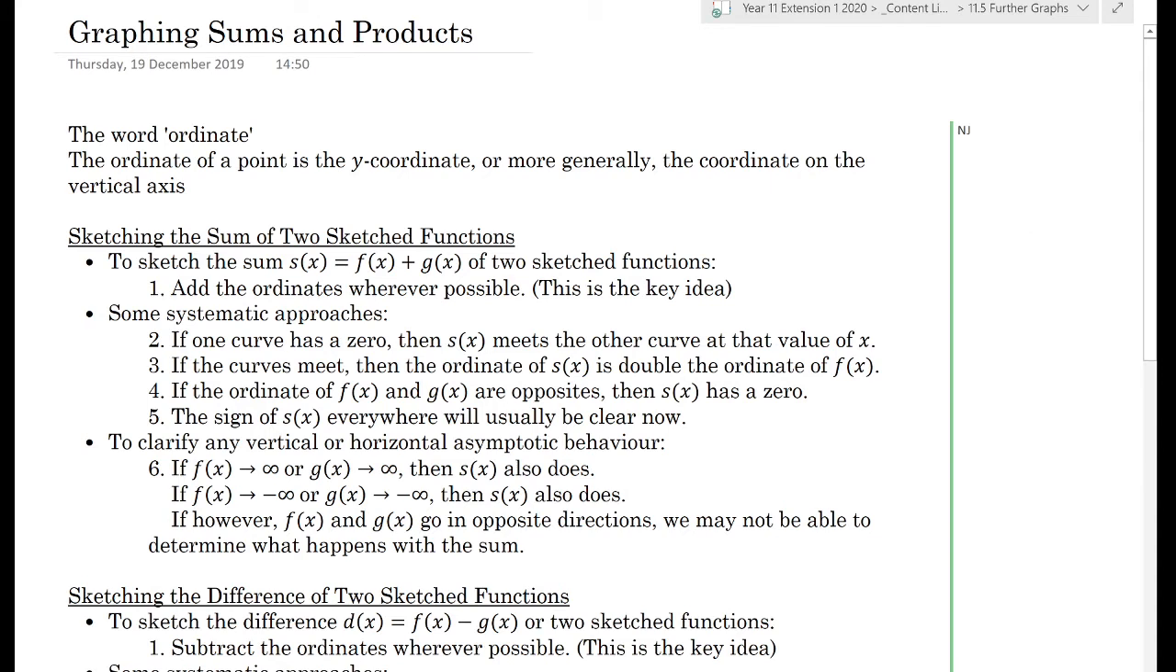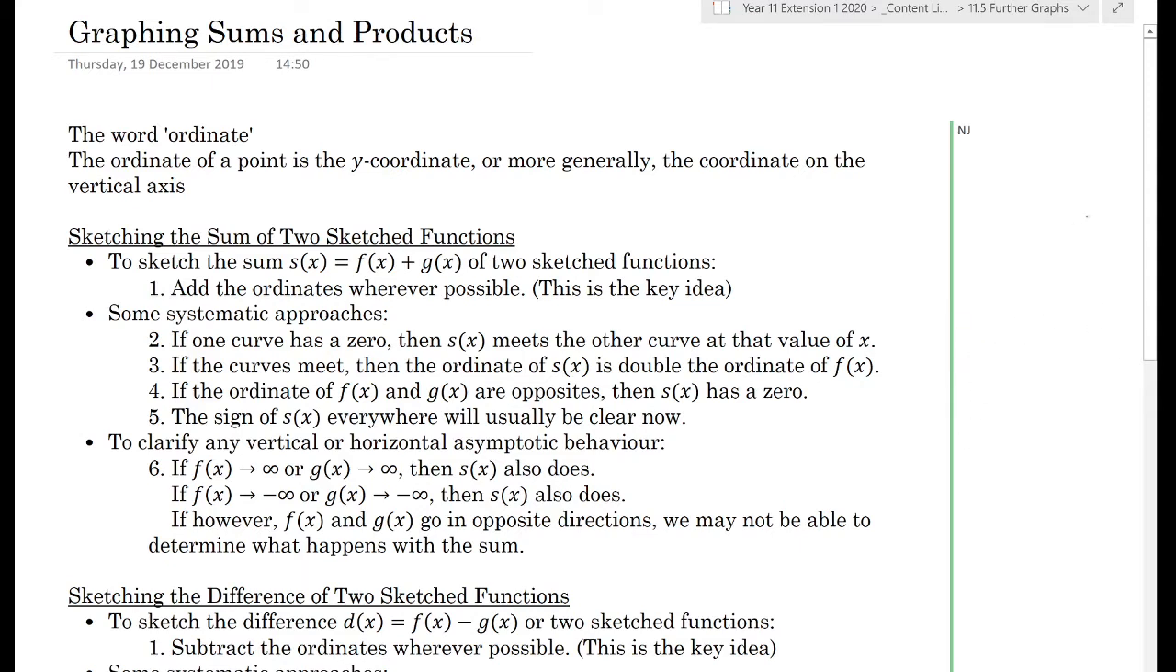The second one is if the curves meet. If we've got our 2 functions like this, and they meet at certain spots, then the sum is just double whatever the value is. In this case, if it's this far away from here, then my point's going to be up here. This one is this far down, so it's going to be double the down. This one, they're both on the 0, so we don't regard those ones. So there's the first 2 things that you look at.